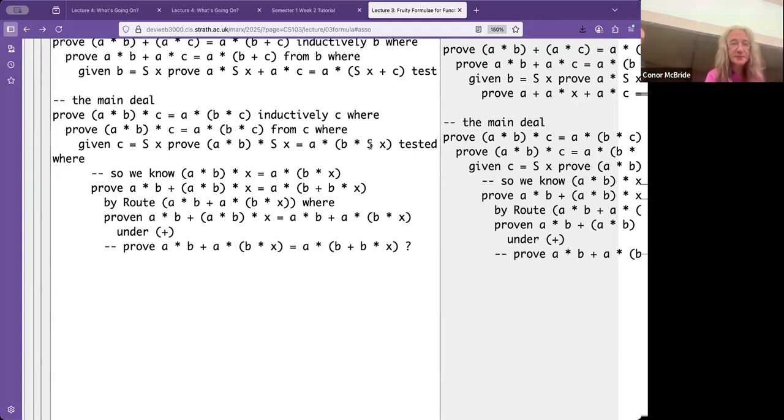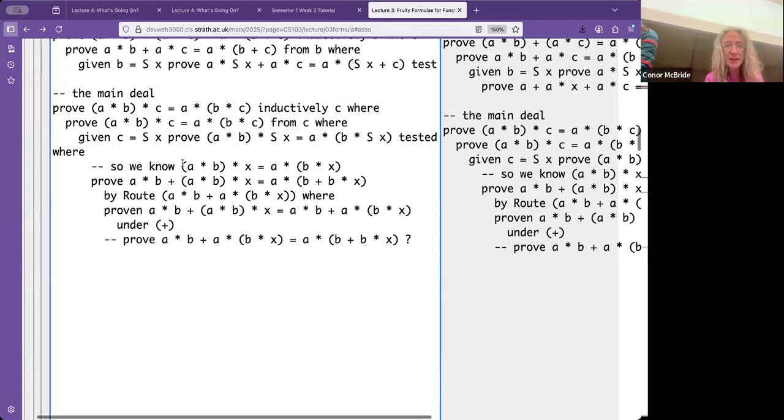The step case is the case where C is the successor of something, and the something is called X. So the point is that X is smaller than C. So we are entitled to assume that what we're trying to prove about C is already true for X. The reason why this explanation makes sense is that we reduce a complicated problem into a simpler problem, and it can't keep getting smaller forever. You eventually get to the limit.